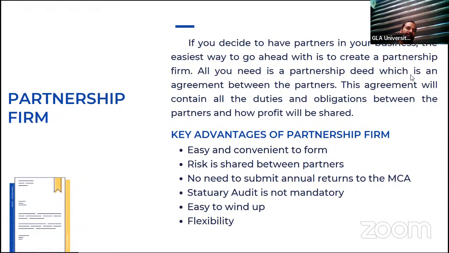Whereas in the case of a private limited company, you need to submit annual returns to the Ministry of Corporate Affairs. MCA is nothing but the Ministry of Corporate Affairs. Then statutory audit is not mandatory, whereas in the case of a private limited company, it is mandatory to have an audit. It is also easy to wind up. For example, if you want to close your business, it's easy to wind up a partnership firm. There is a lot of flexibility compared to a private limited company, right? So this is the advantage of a partnership.